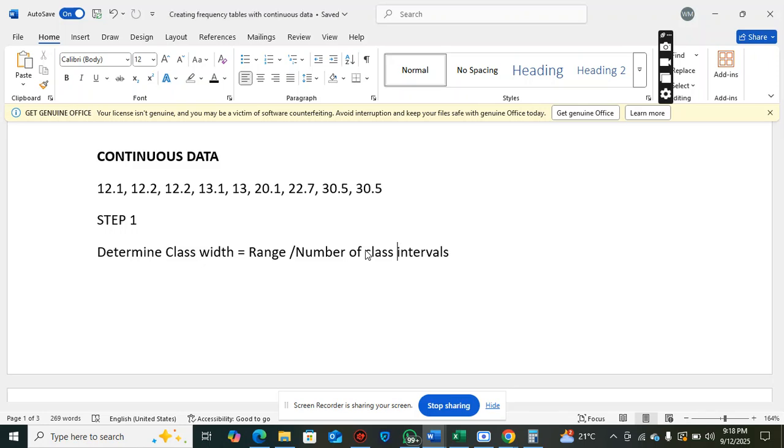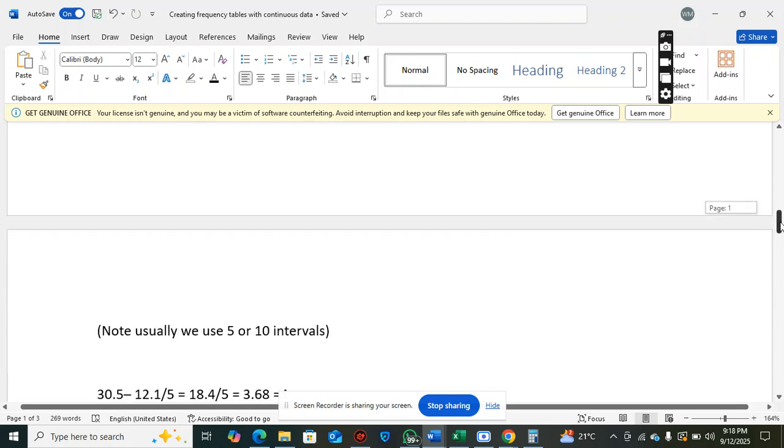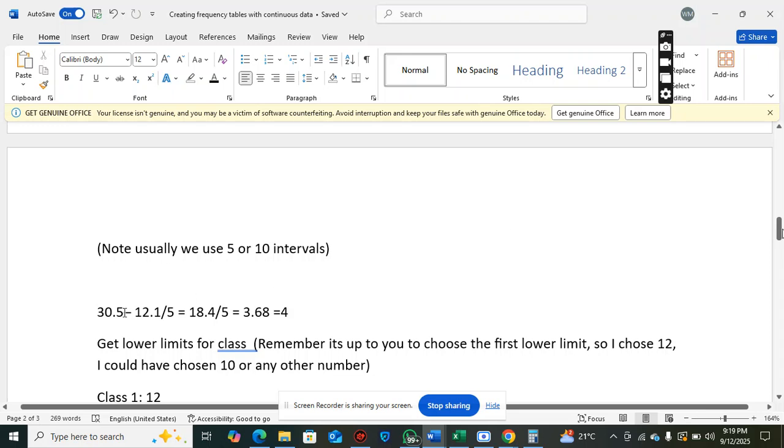You can use one class interval, you can use two class intervals, but the standard is usually 5, 10, or 15, depending on how big your data is. So in this case, we want to have 5 class intervals. So you can see here, the highest number minus the lowest number, 30.5, divided by the number of class intervals, we want to use 5.